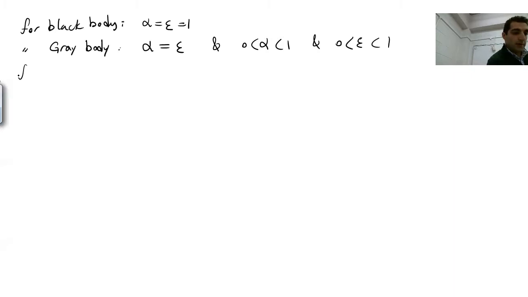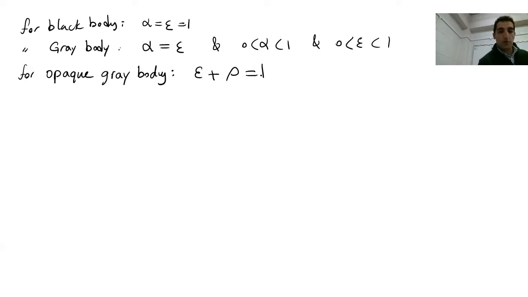And we also said for an opaque body or surface, for an opaque gray body, we have epsilon plus rho equal to 1.